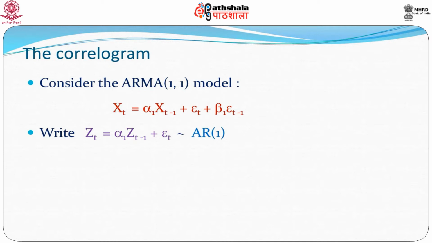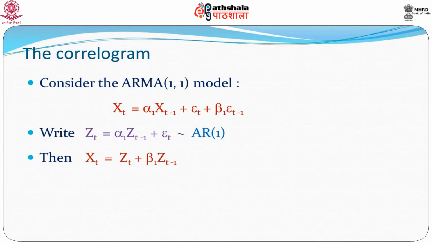Written in this form, z_t would look like an AR process, an AR of order 1. We can in fact write x_t in terms of z_t. If we do this substitution, then we can write x_t as z_t plus beta_1 z_{t-1}. So, we can get rid of the innovations epsilon_t. Now, look at this very carefully. If we take z_t itself as an innovation, then x_t is now written in the form of an MA(1).